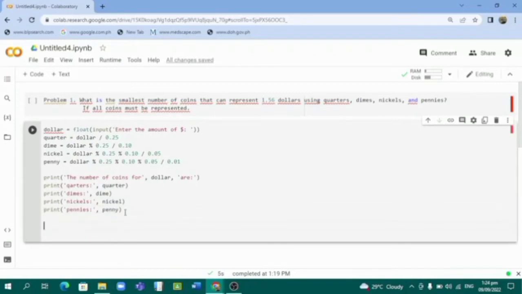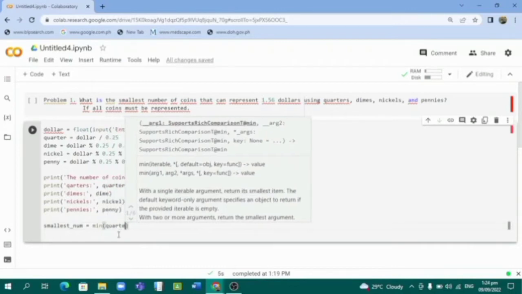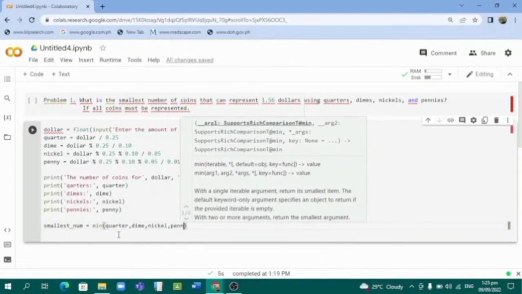In order to get the smallest number, we put the smallest useful number, equal sign, and use the min function to get the minimum number inside the parentheses. Put your quarter, dime, nickel, and penny.